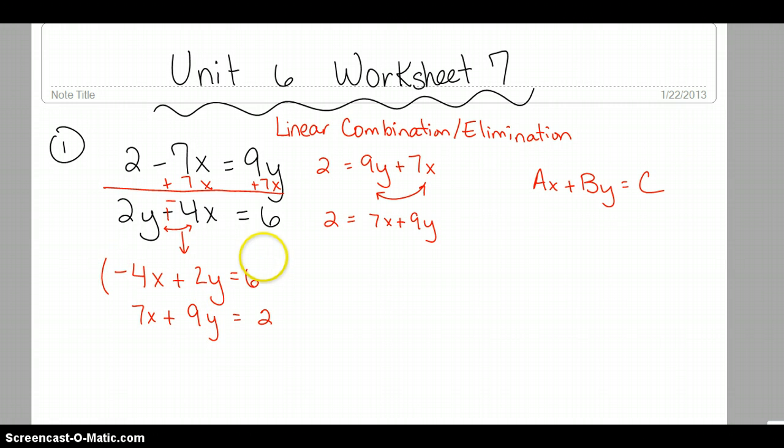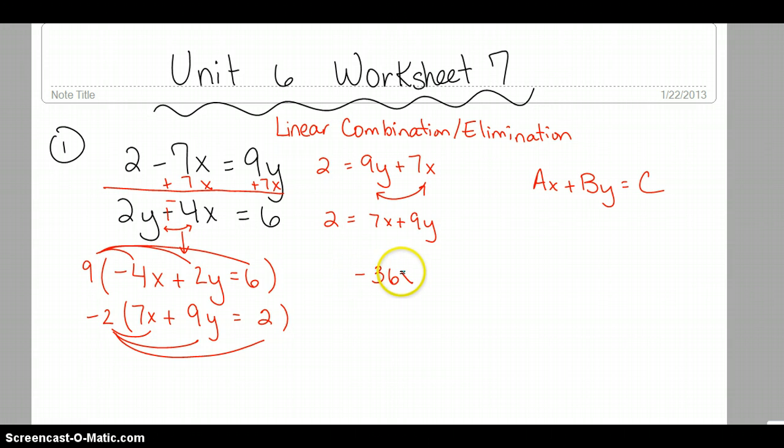So I'm going to multiply the first equation by 9. And the bottom equation, I'm going to multiply it by negative 2. That way I'll have a positive 18 on top, negative 18 on the bottom. And there's definitely more than one way you could do this. I'm just doing it this way. You're going to distribute the 9 to everything in the first equation, negative 2 to everything in the second equation. So you get negative 36x plus 18y equals 9 times 6 is 54. Bottom equation, you get negative 14x, negative 18y, and you're going to get negative 4.